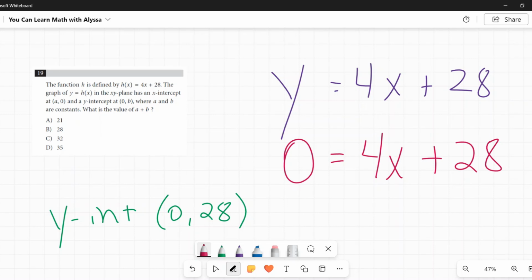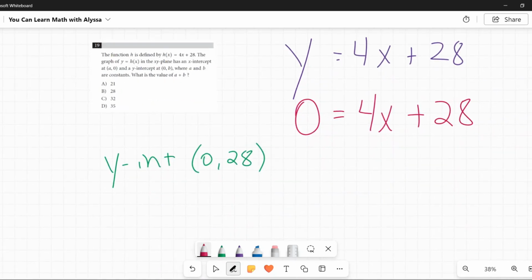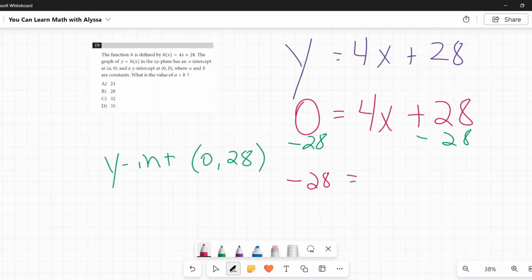And now I am going to solve for x. First, I'm going to get rid of that 28 by subtracting 28, doing the opposite of adding, on both sides. So I have a negative 28 on the left. Those 28s cancel out on the right, just leaving me 4x. This is 4 times x.